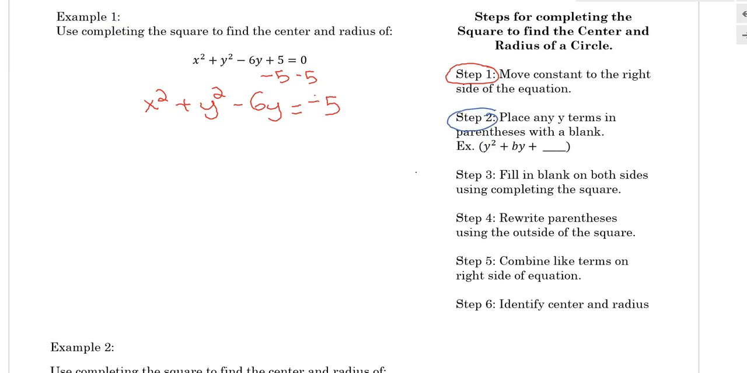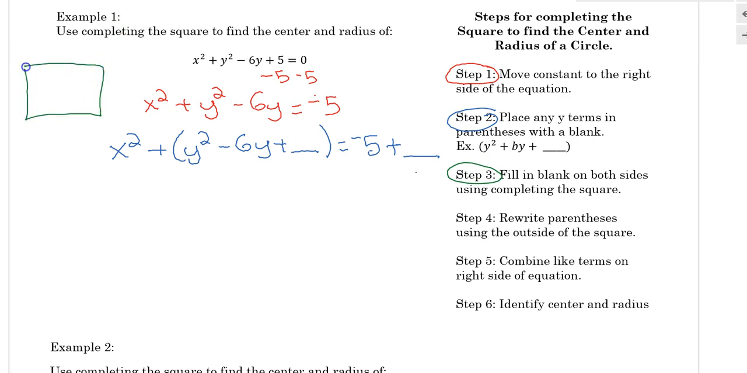Okay? Step 2, almost exactly like what we did before: place any y terms in parentheses with the blank. So now we're looking at our y instead of our x. So I have x squared, which is still by itself, plus y squared minus 6y plus our blank equals negative 5 plus blank. Step 3 now is exactly the same as what we've done before as well. Fill in the blank on both sides using completing the square.